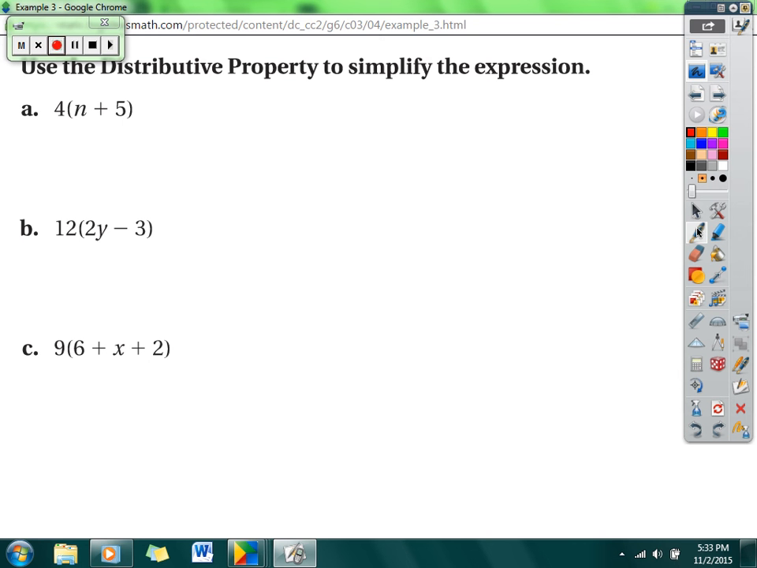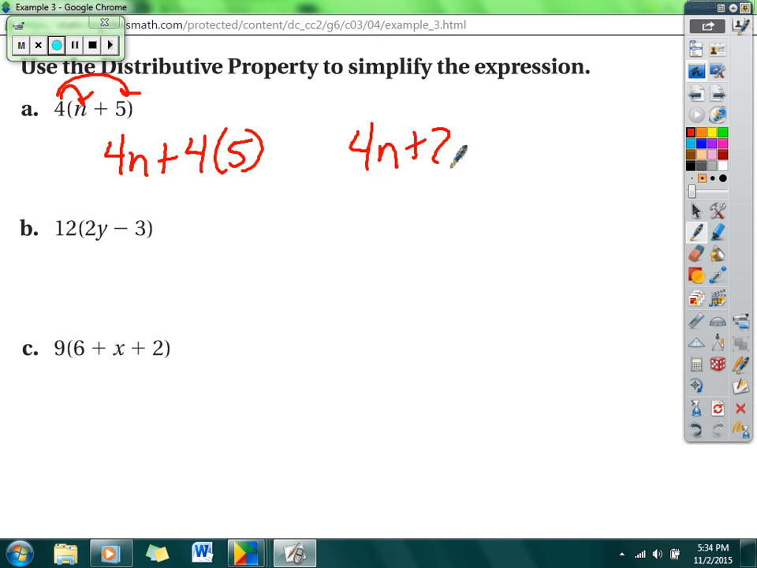4 times n plus 5. You read this as 4 times the quantity n plus 5, just in case you need to know how to do that. I distribute the 4 to the n, so it would be 4n plus 4 times 5. Okay? I can do 4 times 5, so this is going to be 4n plus 20. This is its final form. n is not a like term with something without an n, so that's my final answer.